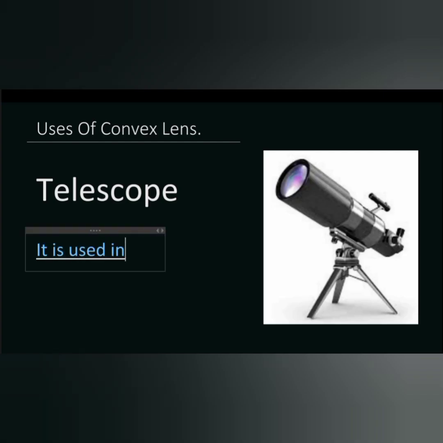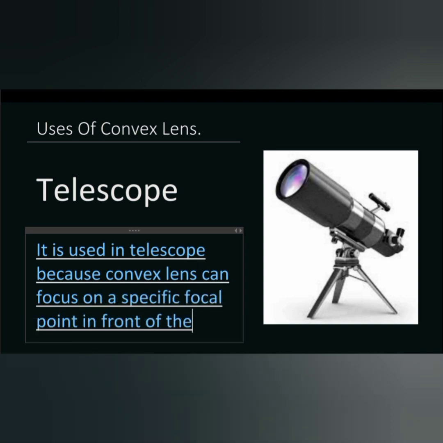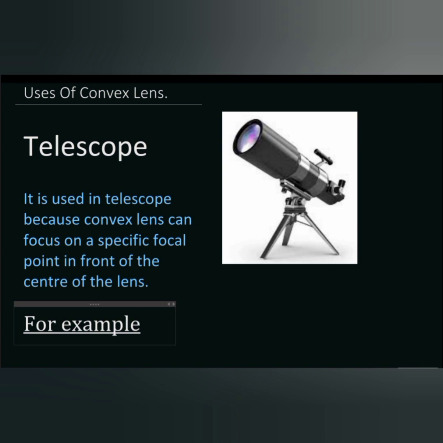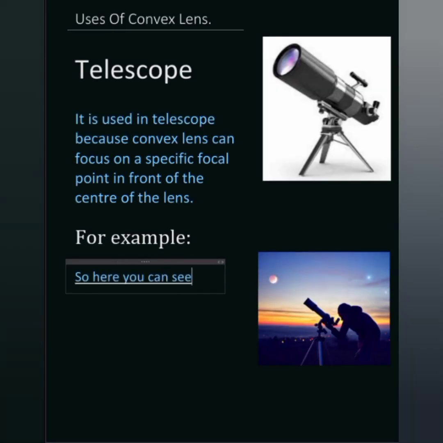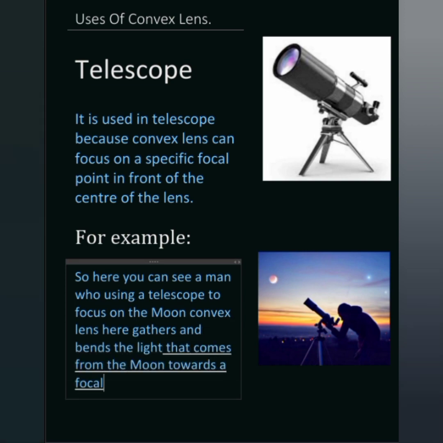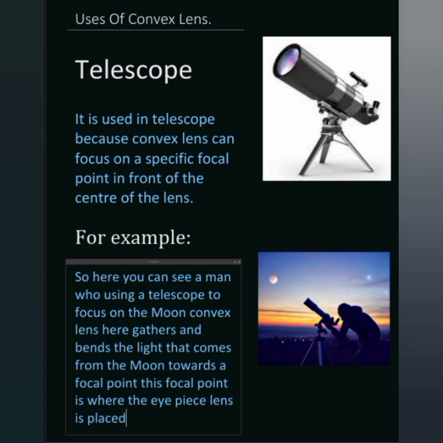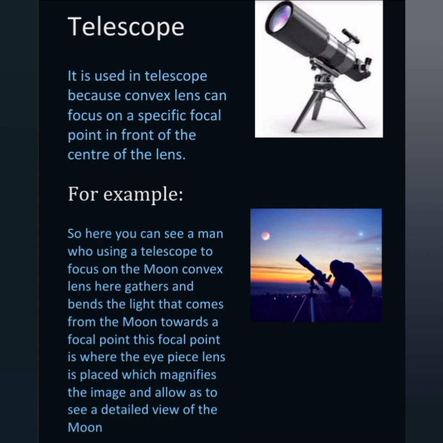So as you know, a convex lens can focus light on a specific point called the focal point and enlarge the image. Let's take an example of it. Here you can see a man who is using a telescope to focus on the moon. The convex lens here gathers and bends the light that comes from the moon towards a focal point. This focal point is where the eyepiece lens is placed. It magnifies and allows us to see the detailed view of the moon.